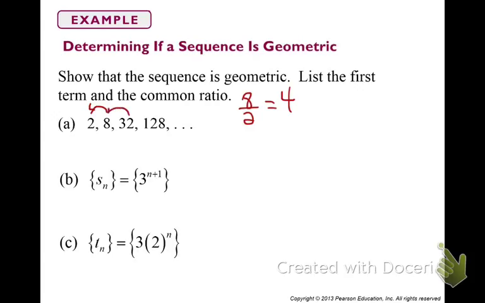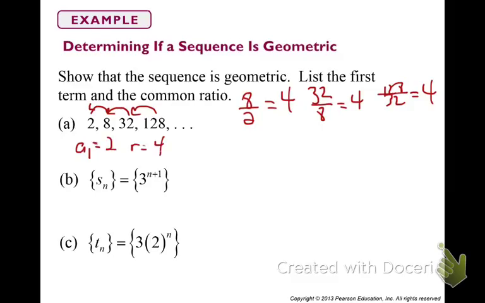So now take the 32, divide it by the 8. Do we still get a 4? Yes. And let's do our last one. So the 128 divided by the 32. Will that also give us a 4? Yes. Okay. So this is a geometric sequence with a common ratio of what? 4. Okay. Our a sub 1 is 2, and our ratio is 4. Questions on that? Okay. Let's try B.